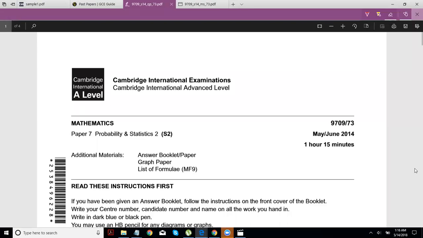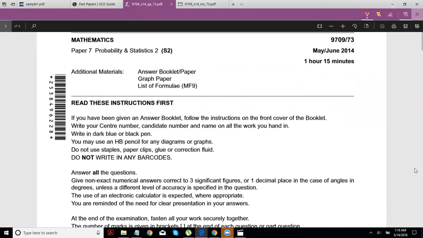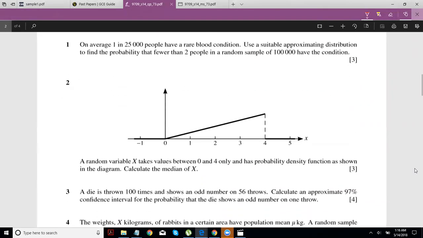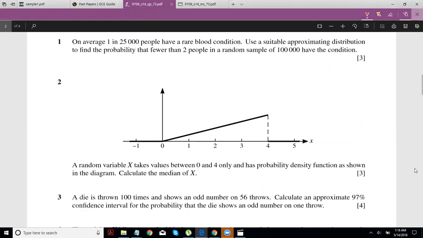So May, June 2014, variant 3, and again, not a difficult question per se, but one that is a little different. I guess this is just how difficult it can get in CRV. It's normally a pretty straightforward chapter.